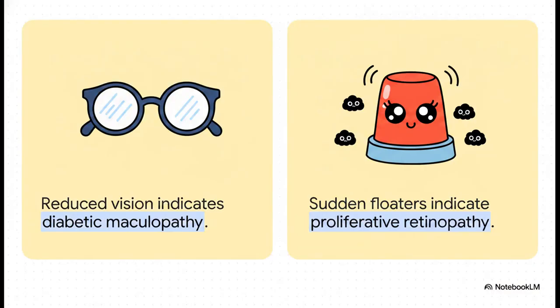This beautifully illustrates how we can mentally map subjective complaints straight to objective findings. If a patient sits down and says, my vision has been blurry lately, your mind should instantly jump to fluid accumulation and diabetic macular edema. But if they say, I'm suddenly seeing these black cobwebs, huge red flag. That points right to proliferative diabetic retinopathy. See, you're forming a diagnosis before the room lights even go off.